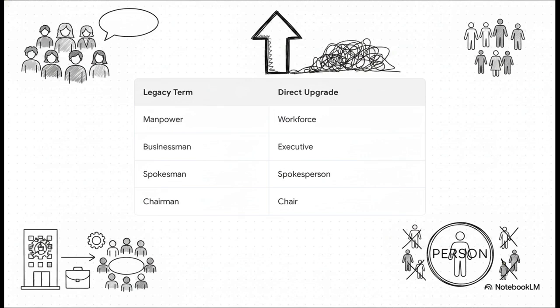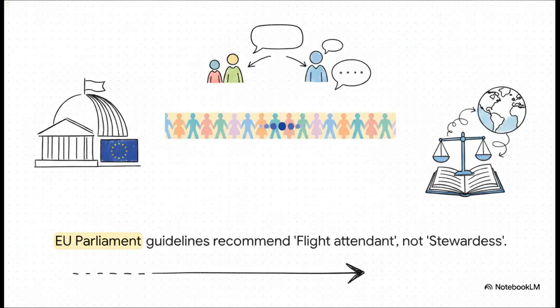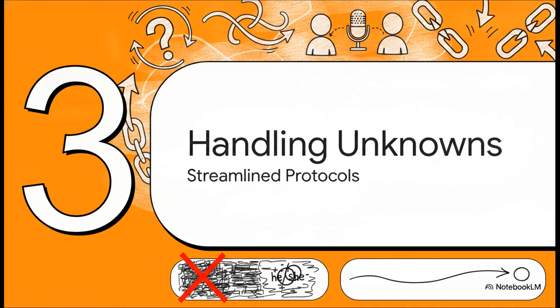We are literally stripping away unnecessary metadata here, so the focus stays 100% on the function itself. And look, this isn't just some theoretical exercise for HR. Elite institutions have already hard-coded these updates into their systems. For instance, the European Parliament's official guidelines mandate terms like flight attendant over stewardess, which establishes a definitive new benchmark. I mean, if it's the standard for international diplomacy, it absolutely should be the standard for your internal emails and strategic decks. Up next, Section 3, handling unknown subjects.